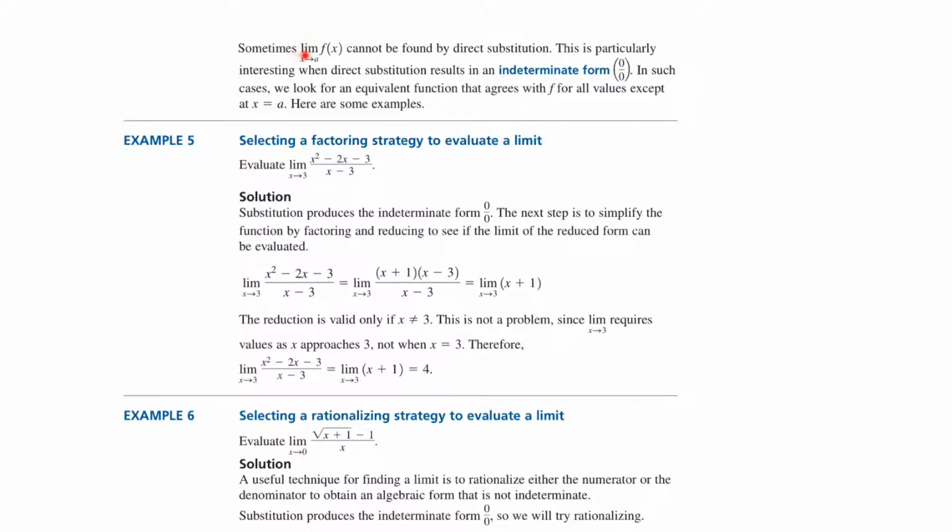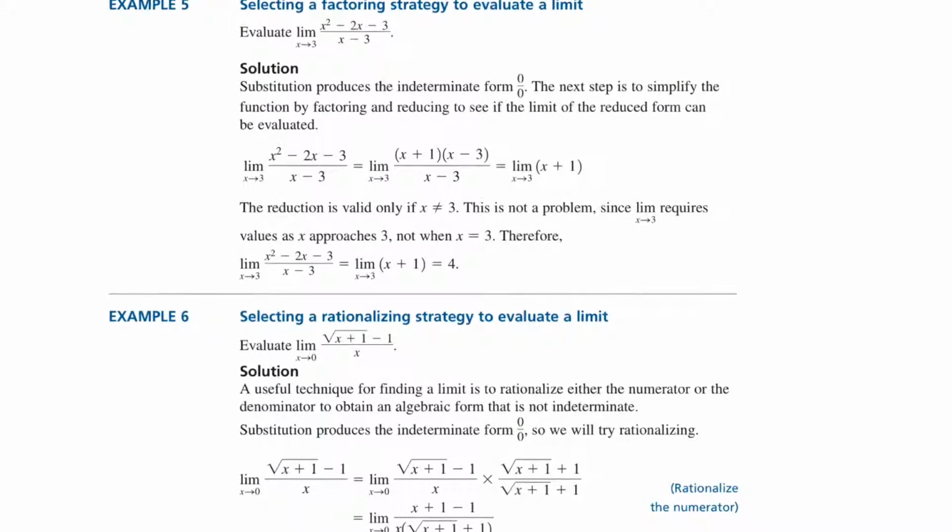Sometimes the limit of f of x as x approaches a cannot be found by direct substitution. This happens when direct substitution results in an indeterminate form 0 over 0. In such a case, we look for an equivalent function that agrees with f for all values of x except x equals a. Let's have a couple of examples to understand it.